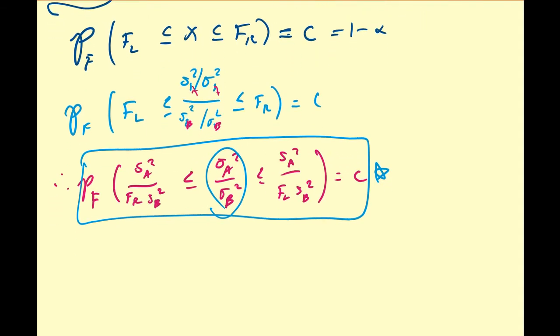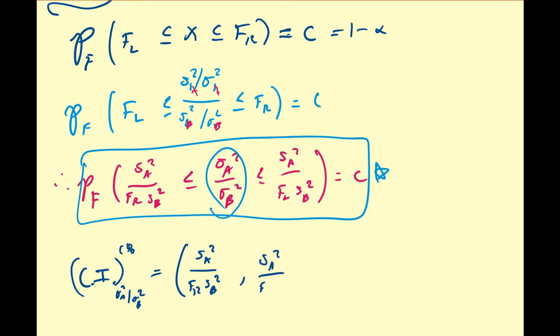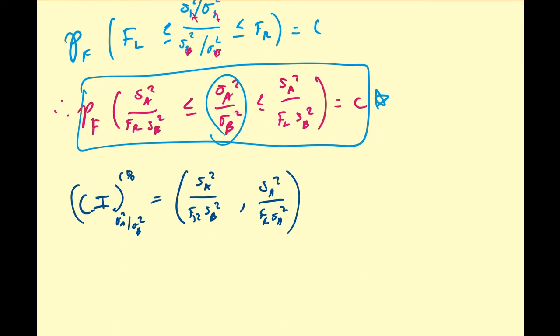Typically we have written these things in the following manner. The confidence interval with C level of confidence for the ratio of variances, sigma A squared divided by sigma B squared, is equal to S_A squared over F_R S_B squared, and that's going to be the left boundary. The right boundary is going to be S_A squared over F_L S_B squared. So the only difference is the location of the critical values: the right is on the left. So this is the confidence interval for the ratio of variances.